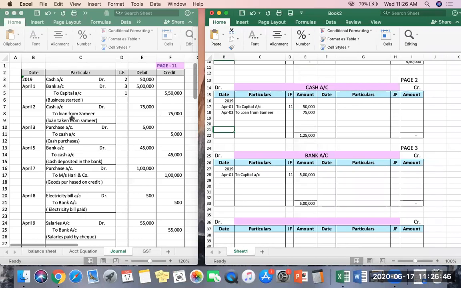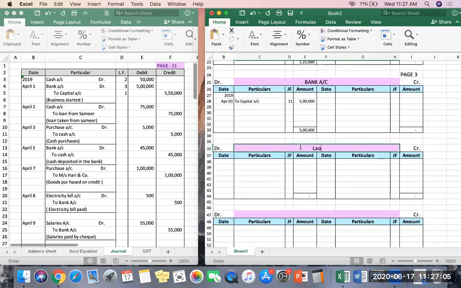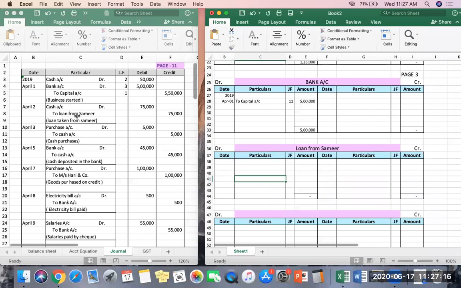Now coming to this loan from Sameer. Each time you see the entries, each time you have to make a new account. That means all the entries, if you check, whatever names of accounts are present here, all the accounts you have to make. Okay? So we will open an account that is called loan from Sameer. Now loan from Sameer account, if you see, it's on which side? Debit or credit? Credit. It is on the credit side.